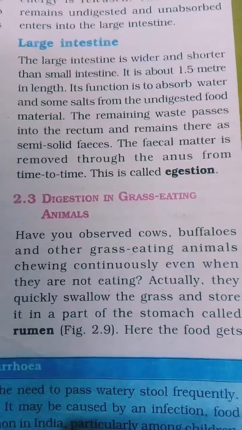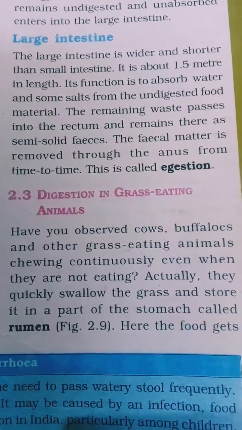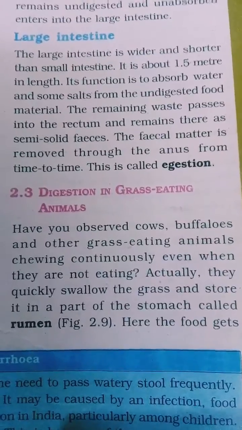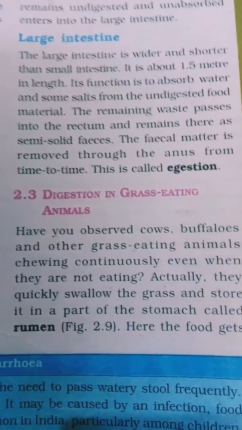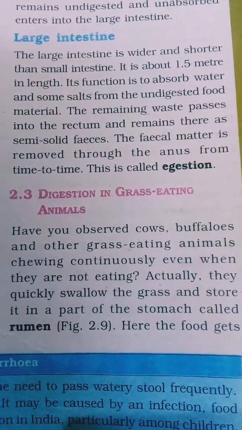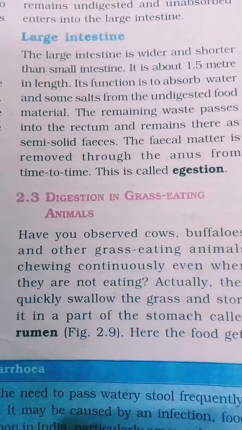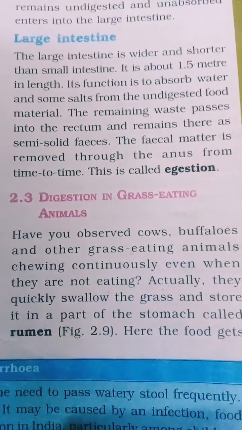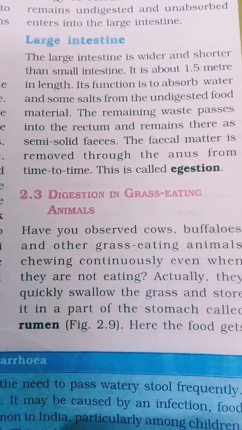Okay, undigested food. Okay, remaining waste passes into the rectum and remains there as semi-solid feces. Whatever the waste remains, it passes into the rectum and remains there as semi-solid feces. The fecal matter is removed through the anus from time to time. The waste material, which is undigested food, which is a semi-solid waste, it is a fecal matter from our body. It gets removed time to time from our body.